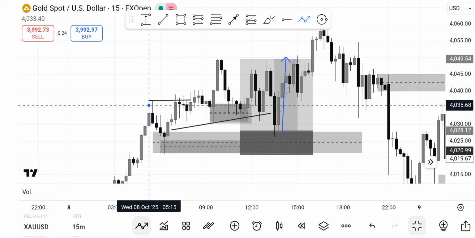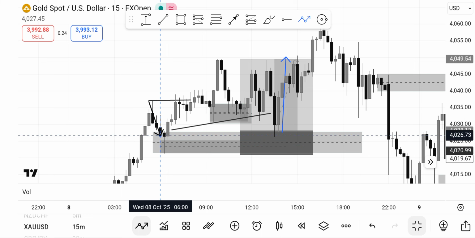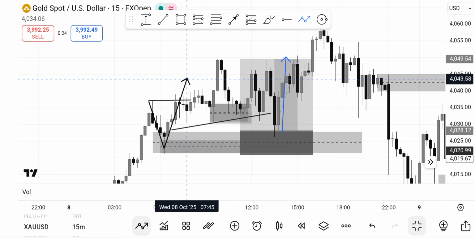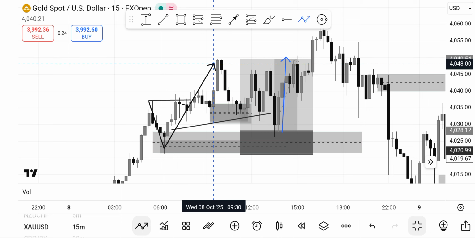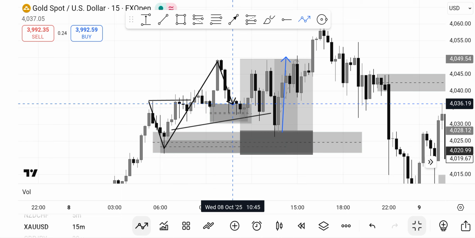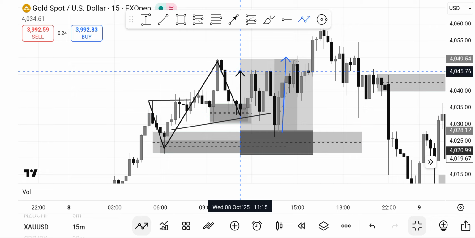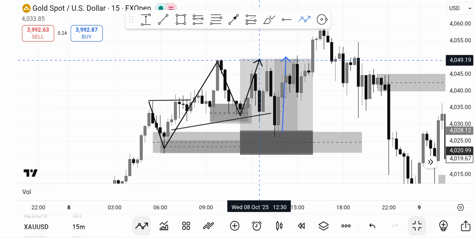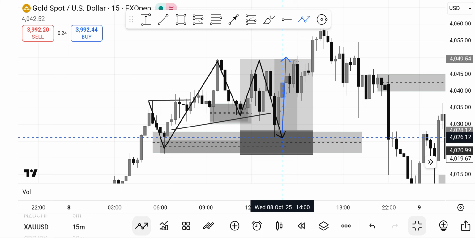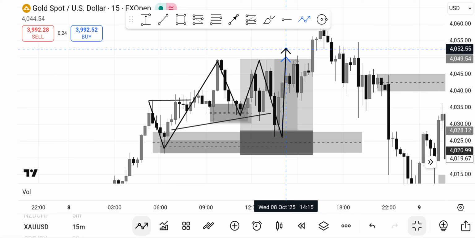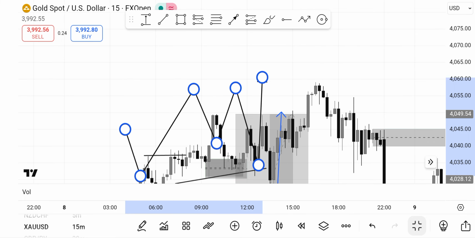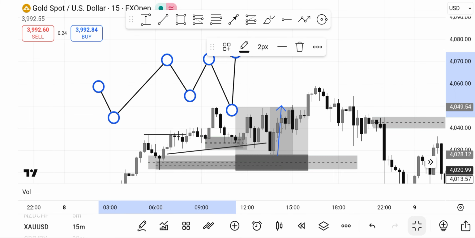exactly. So this was a pullback, a break of structure, then a fake pullback to go back high. Yeah, it didn't break structure, so it came back, collected my order, and went straight to take profit. So I'm going to extract this and put it here, and I show you from the illustration.